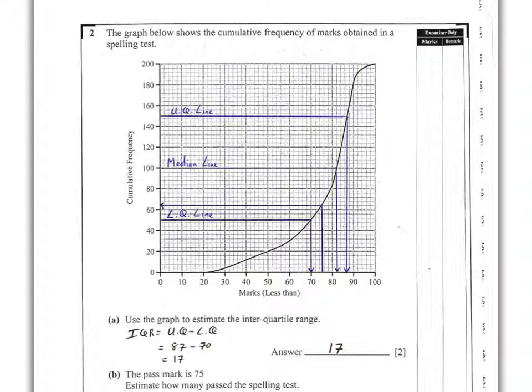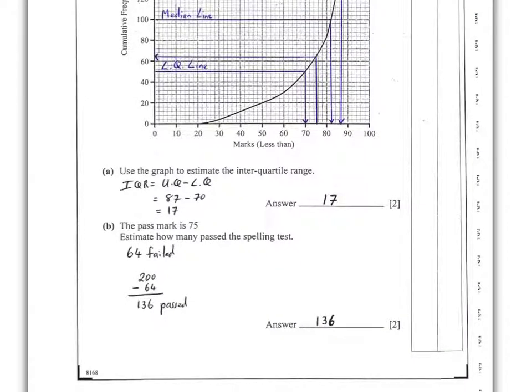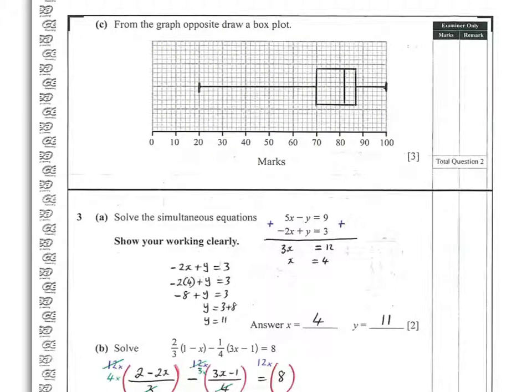If the pass mark is 75, go to 75, go up and across. We find that 64 people have failed, so therefore 136 pass. So draw your box and whisker diagram carefully. The lowest value, the highest value, your lower quartile, median and upper quartile.